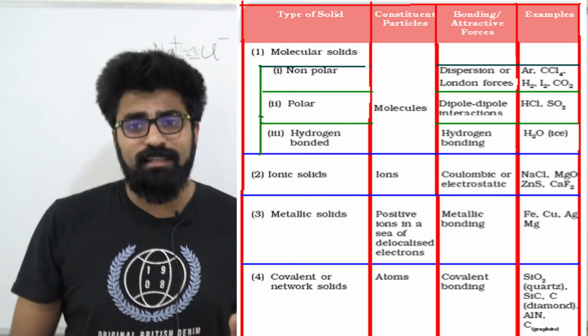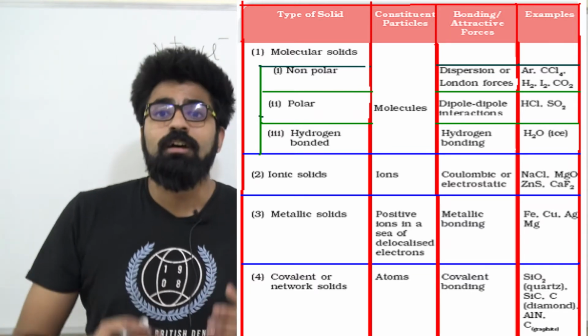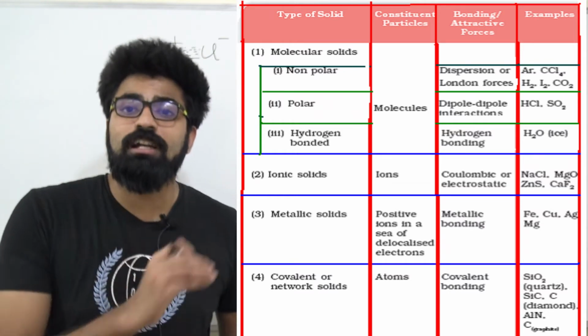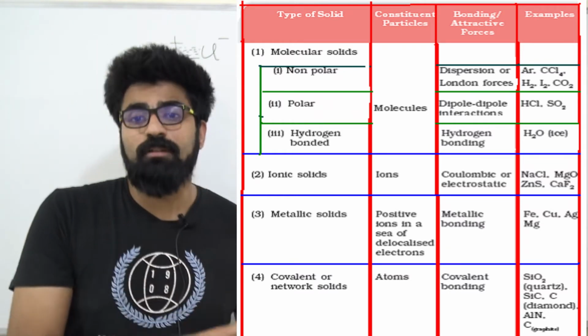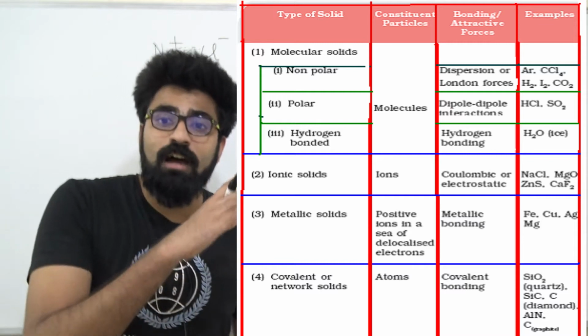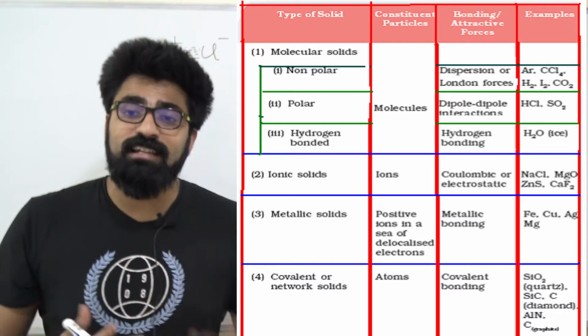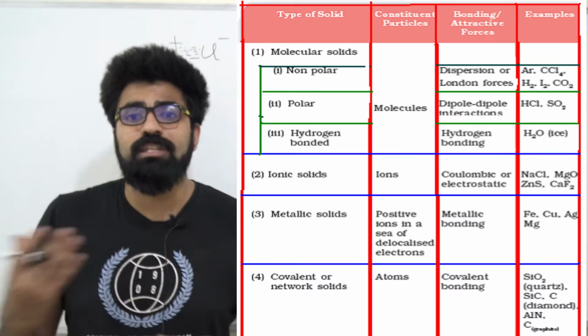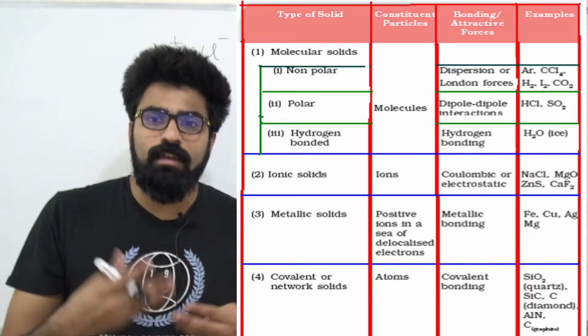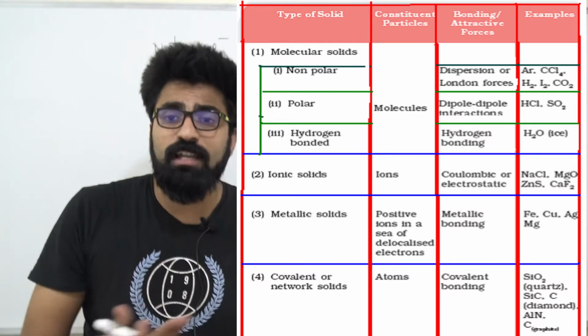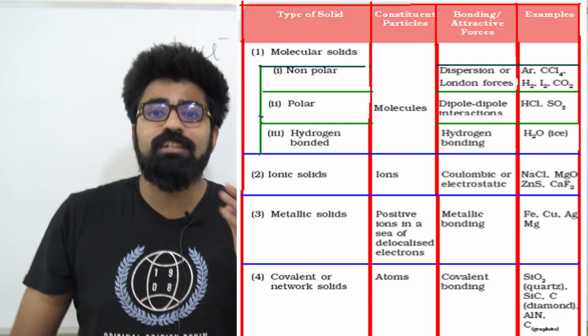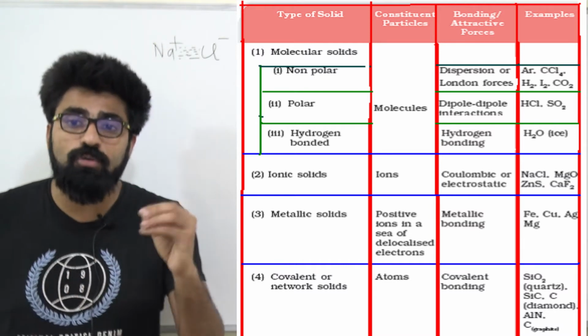Understood? So what is ionic solid? Ionic solids are those solids in which electrostatic force of attraction is present between oppositely charged ions, and the examples are NaCl, MgO, CaF2, ZnS, etc. Right guys? So this is about ionic solid.